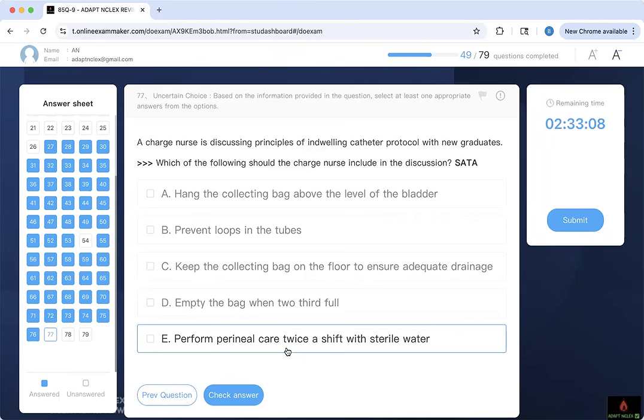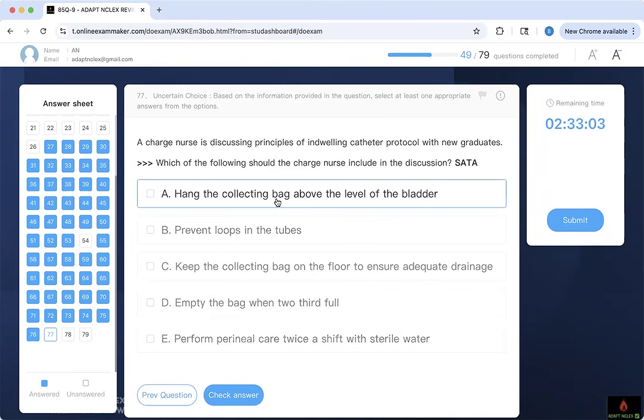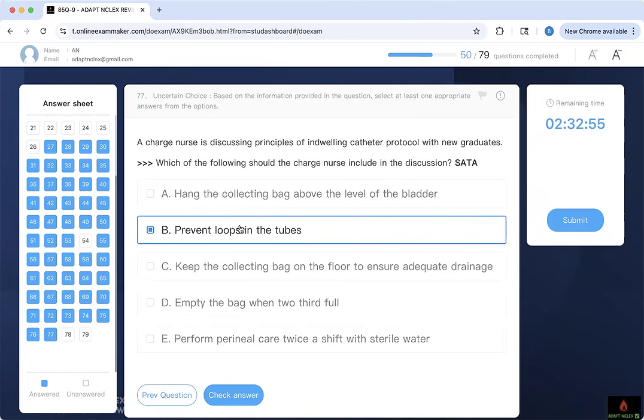Stop the video, pick your answer choice, and let me know. But I can tell you the bag should not hang above the level of the bladder. It should be below. One is wrong. You should prevent loops, yes, so that it can flow easily. The bag should not be on the floor. You can hang it on the bed rails.